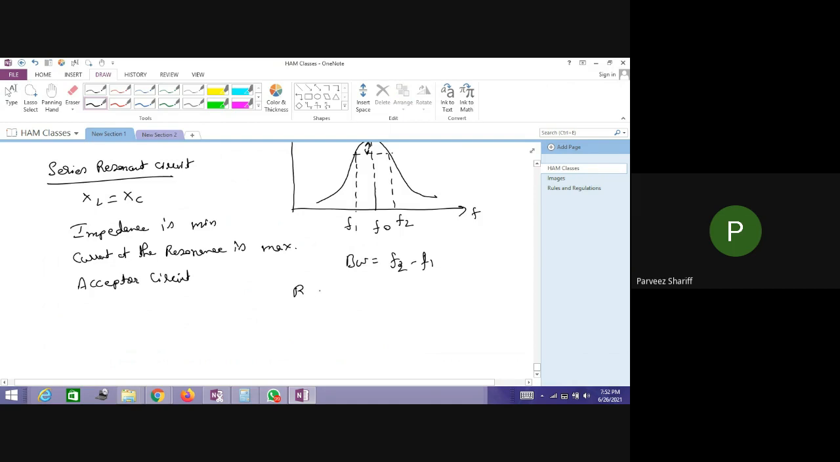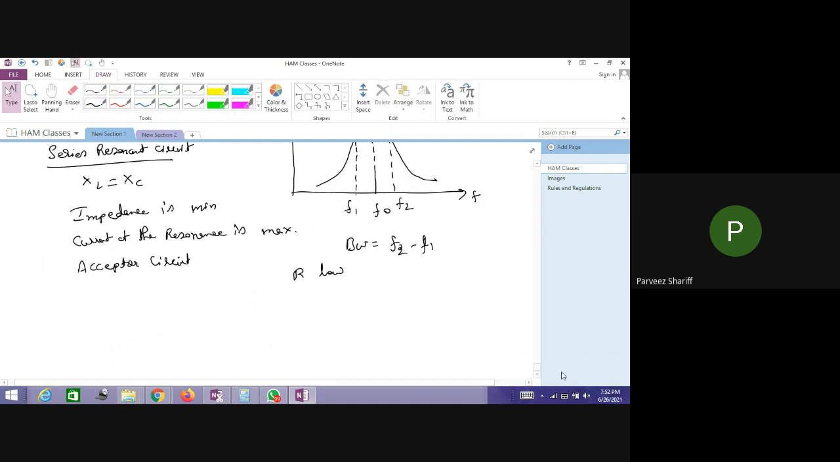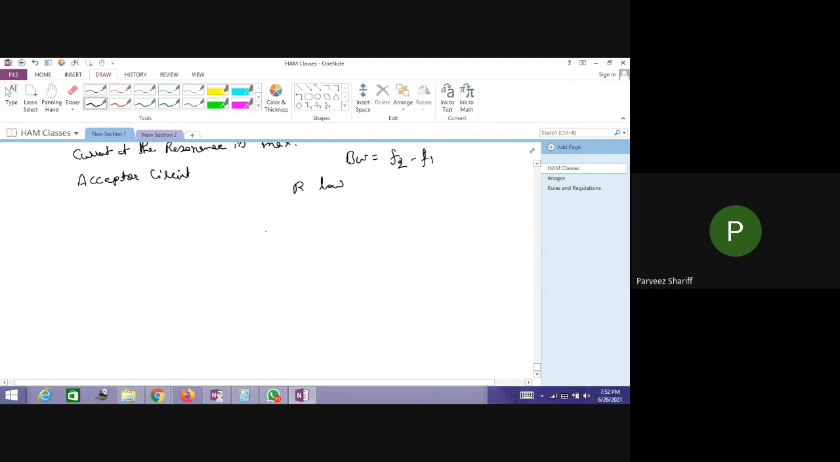If the value of R is very low, then we will have a very sharp peak. It means we'll get a very sharp peak like this. Then the bandwidth that we get is very narrow. Okay, it's supposed to be a dotted line. See, the bandwidth is very narrow.